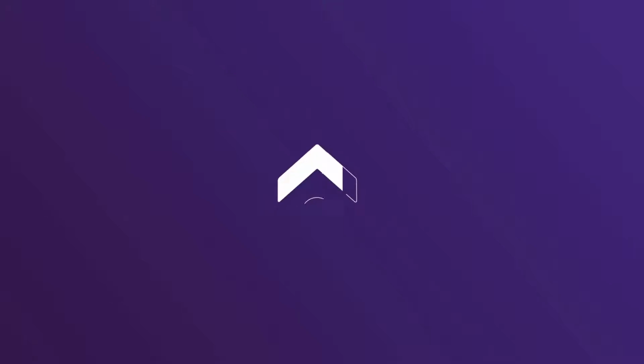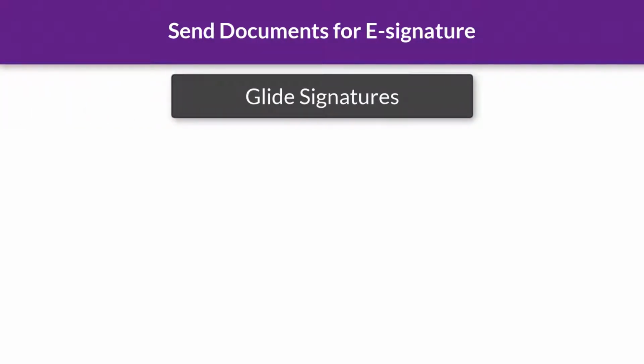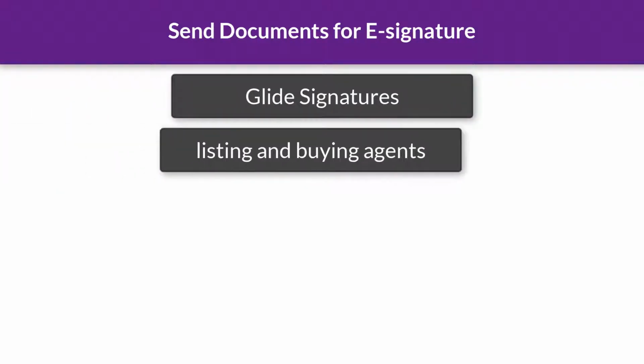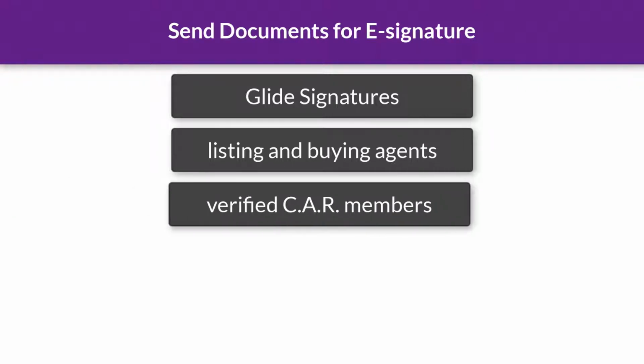In this video, agents learn how to select and send documents for eSignature for free using Glide Signatures. Glide Signatures is free within transactions that contain a primary listing or buying agent who is a verified CAR member. Sending a document package for eSignature is a two-step process.